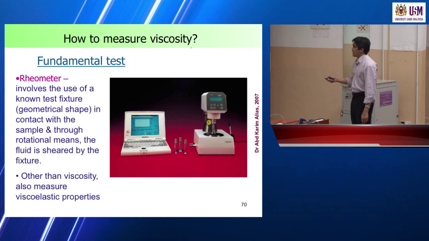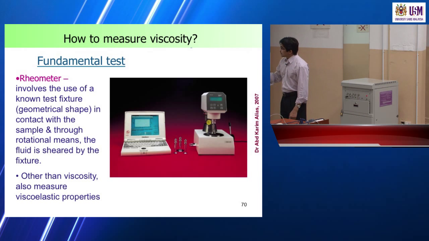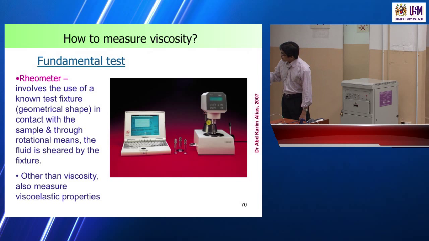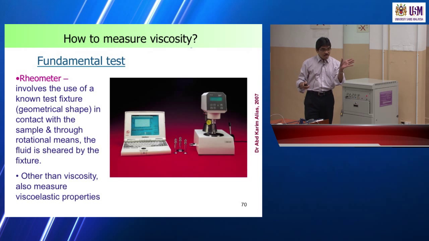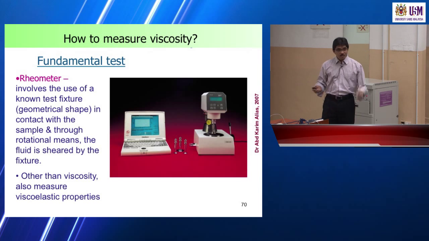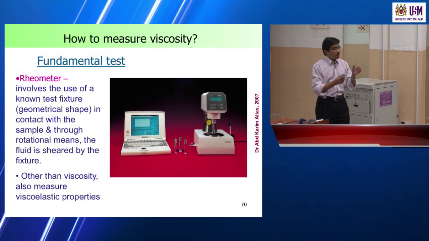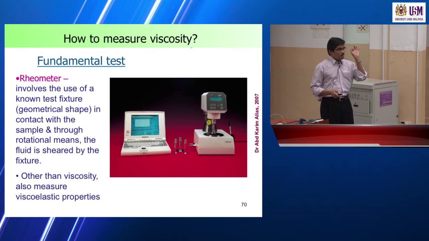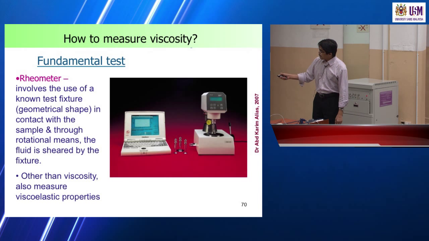But the same thing, we have a geometry here. It will have a different diameter depending on the viscosity of the sample. For a very low viscosity, the diameter of this spindle, we should use a bigger diameter. For a very viscous sample, we can use a small diameter geometry. So we put a sample here.